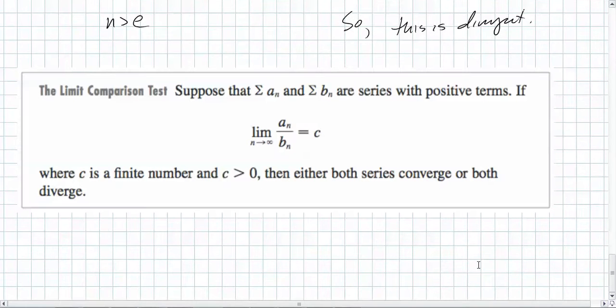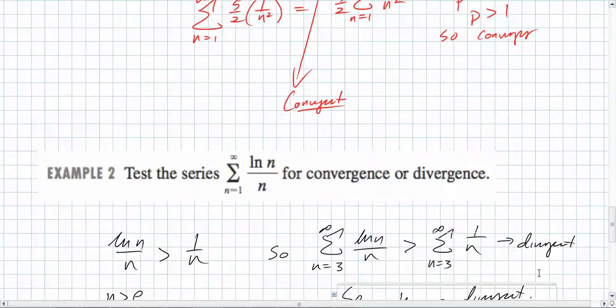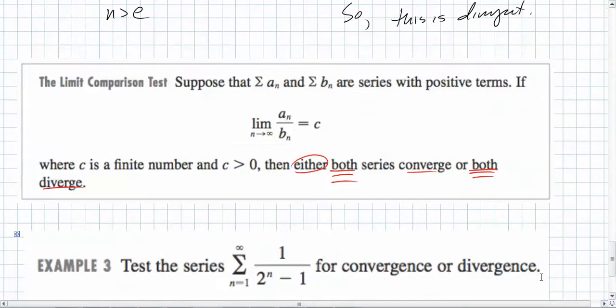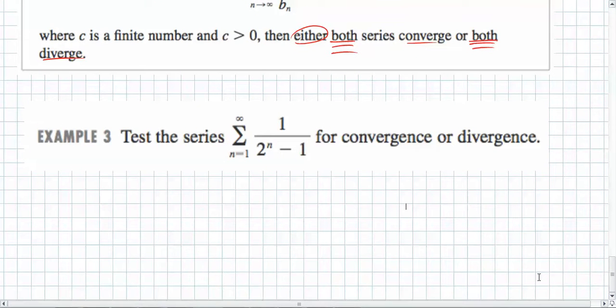Let's look at what this says. The limit comparison test: suppose that a_n and b_n are series with positive terms. If the limit as n goes to infinity of a_n over b_n equals c, a constant, and c is greater than 0, then either both series converge or both series diverge. Either one or the other, right? So how are we going to use this? It kind of looks like maybe you could use the original comparison test here, by comparing series, right? What does it look like you might be able to compare it to?